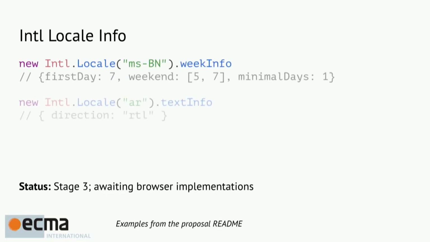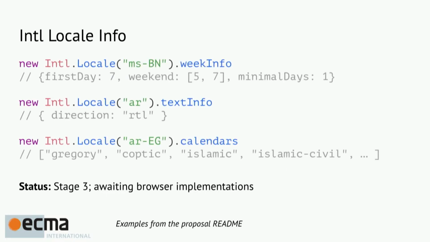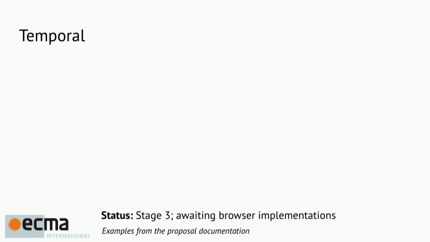Intl locale info. This is a proposal that's been in the works for a long time. Mozilla had a proprietary implementation of this, and now it's reaching the standardization process. So this lets you take a locale and get information about it, in particular for calendars and week displays and other information you might need in order to render your page for a particular locale.